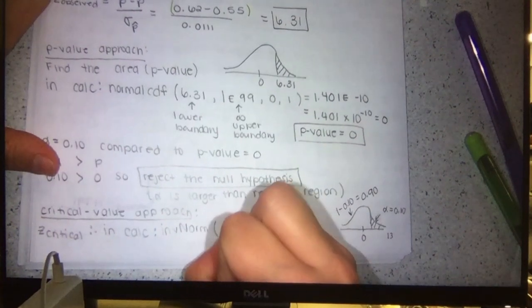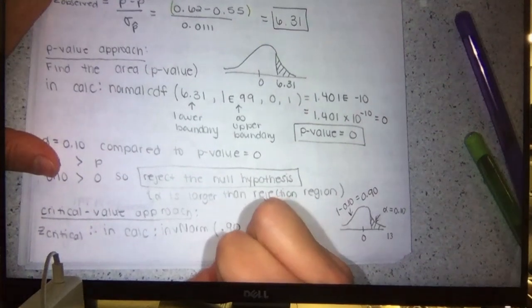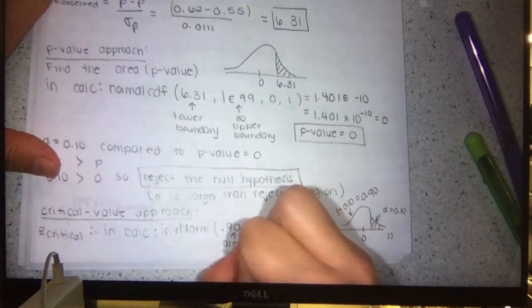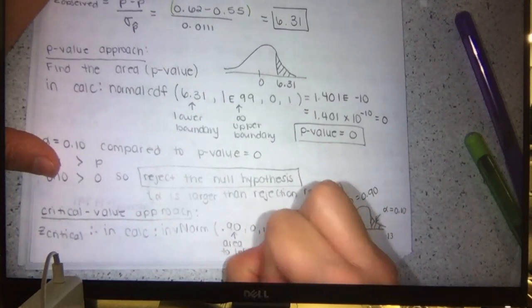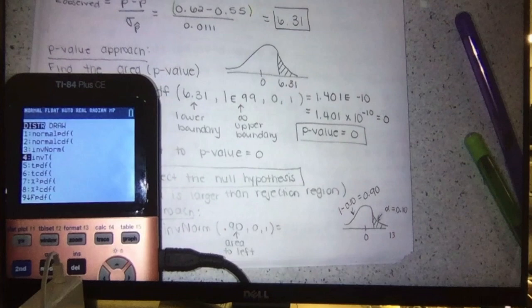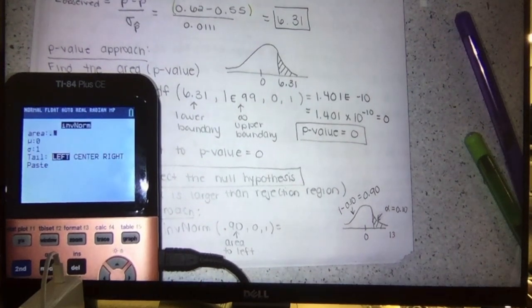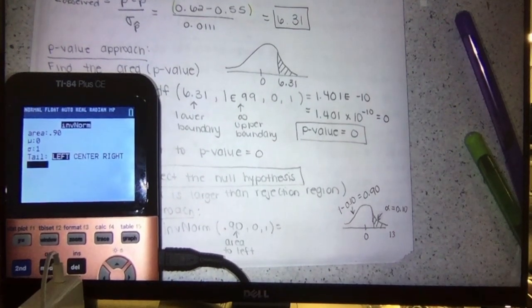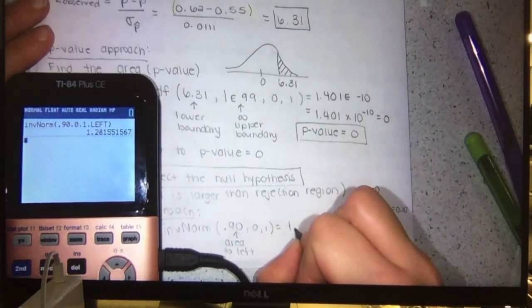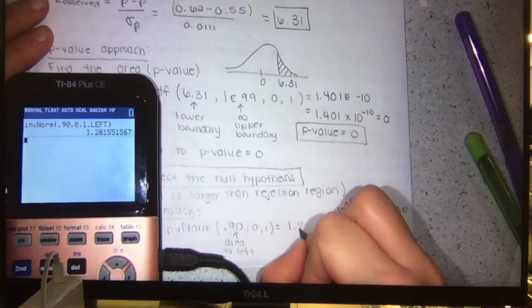So 0.90 is our area to the left, comma 0, comma 1. Second vars, going down to inverse norm. Area to the left is 0.90, so that way it's the same for everyone. Boom, there's our critical value, 1.28.